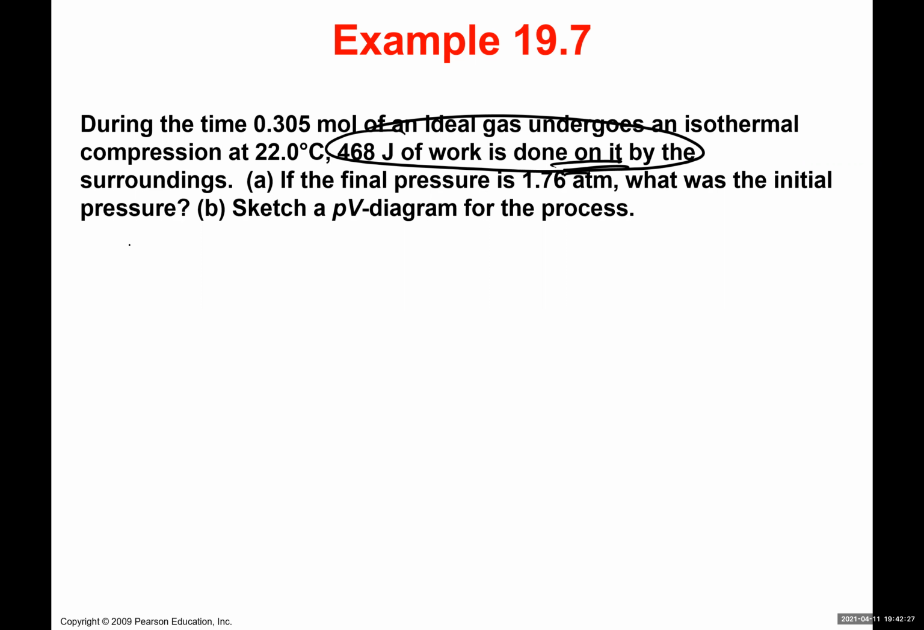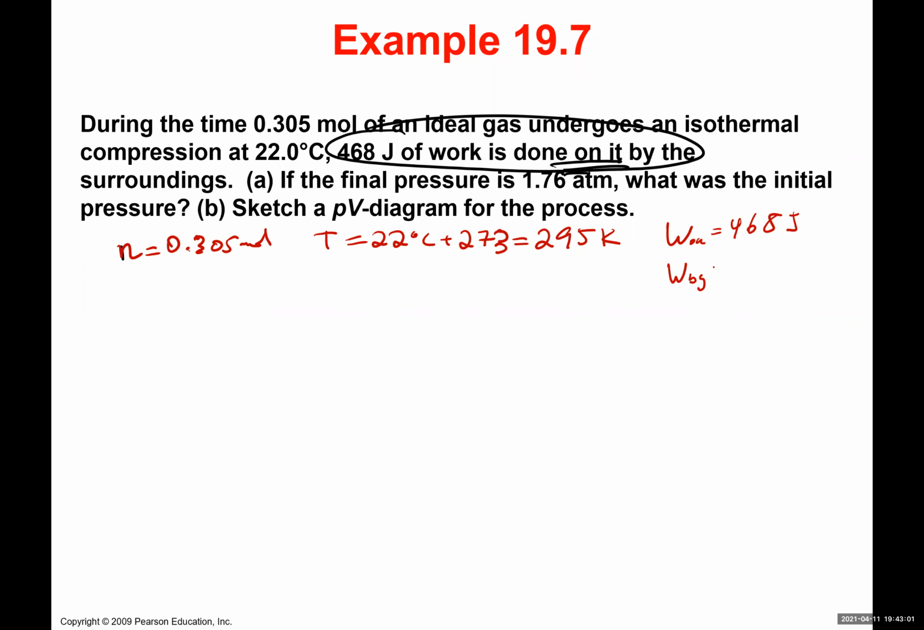All right, so we're given the number of moles, 0.305 mole. We're given the temperature, 22 degrees Celsius plus 273. This will give us 295 Kelvin. Okay, that means, remember, we must always convert it into Kelvin. We're also given the work done on the gas, and that's 468 joules. So you can say also work done by the gas will be negative 468 joules. So depending on which one you're using, right? Okay.